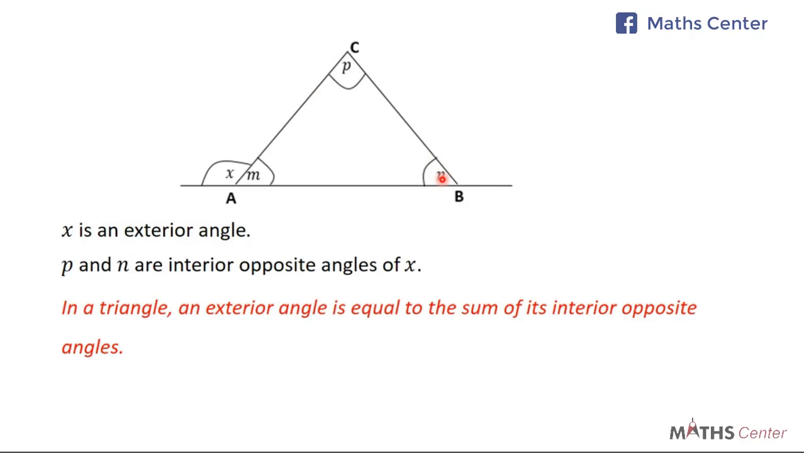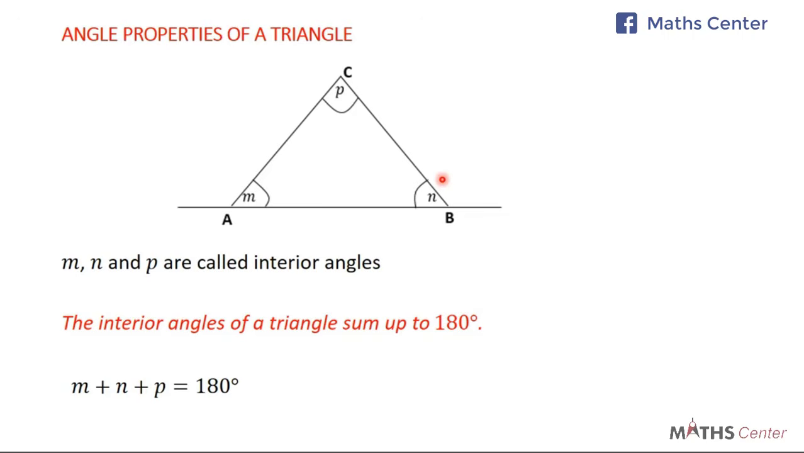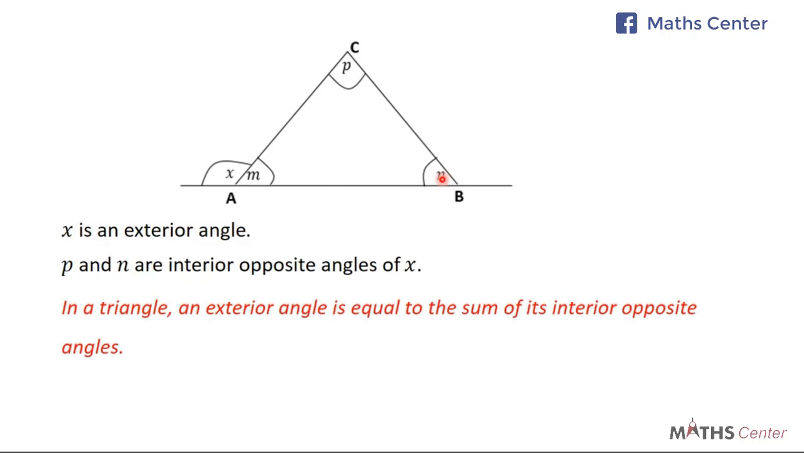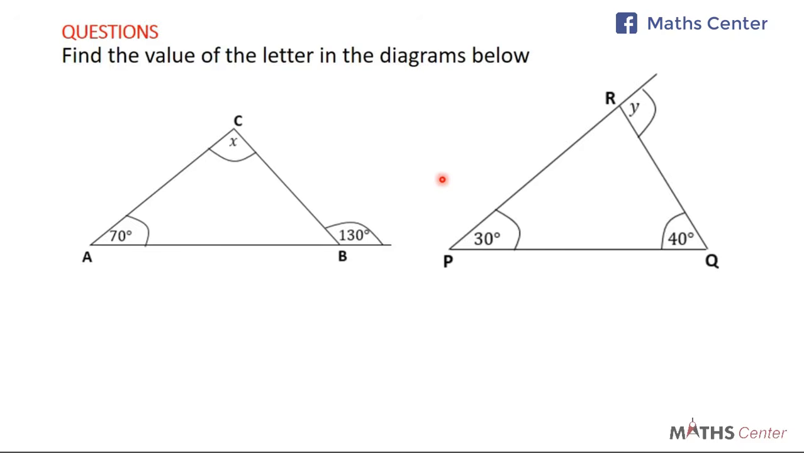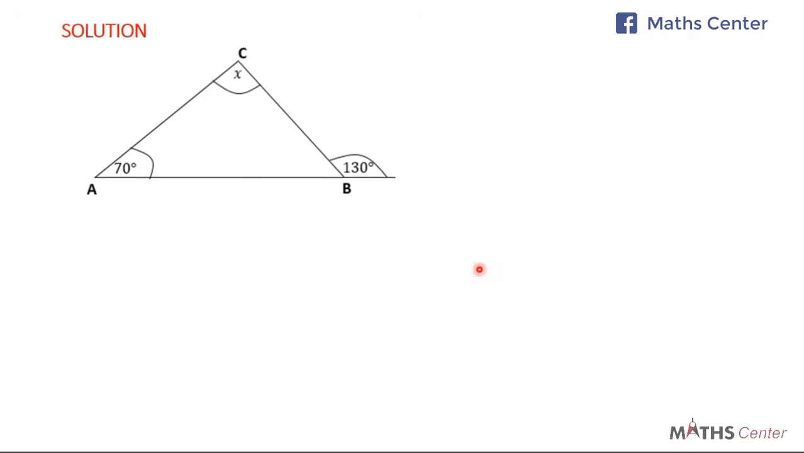So we've learned two properties here. We've learned that the interior angles of a triangle sum up to 180 degrees. We also learned that if you have an exterior angle in a triangle, it's equal to the sum of its interior opposite angles. I've explained what the word interior opposite angles mean. Let's pick some questions and see how to use the property that we just learned. So find the value of the letter in the diagrams below. So here you are supposed to find x, and here you are supposed to find y. Let's pick the first one.